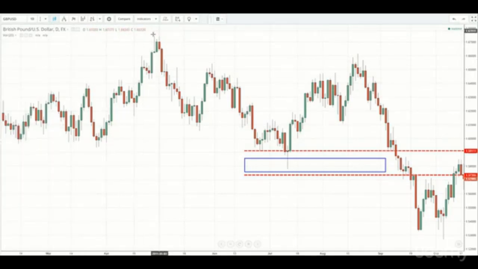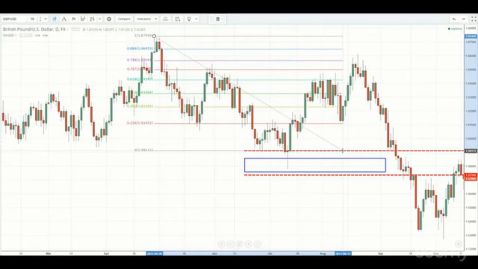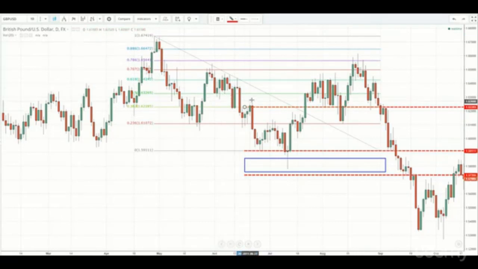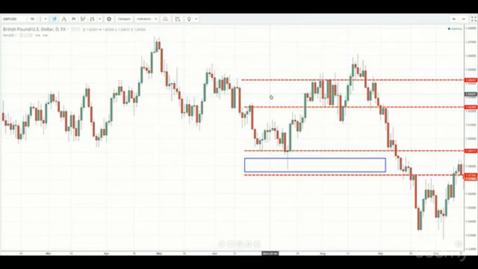So now we have to find our targets, and we go from the A point, so all the way at the top, A, all the way down to the entry point. And the entry point here, which is the D point. The entry is the D. So we go A to D, and we are looking for the 382, which is right there. I'm going to put some rays on these so you can see them a lot better. And the 618, which is right here. And I'll wipe away the retracement tool, and you'll be able to see the risk reward ratio here.